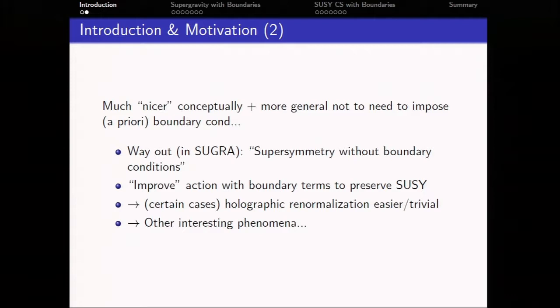What I want to go towards is to try to find a different way of working, in which I don't need to a priori impose these boundary conditions. And a nice framework which I will try to convince you of is that when you have supersymmetry in your theory, in particular supergravity theories, then we can work with the paradigm called supersymmetry without boundary conditions. What we're basically going to do is use supersymmetry to improve our action with boundary terms. This will circumvent the problem of needing to impose boundary conditions, and it will make holographic renormalization easier in certain cases, and even not need extra boundary terms, because the boundary terms we need from holographic renormalization are just those determined by supersymmetry.